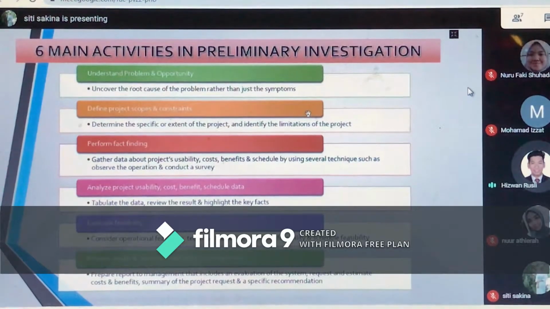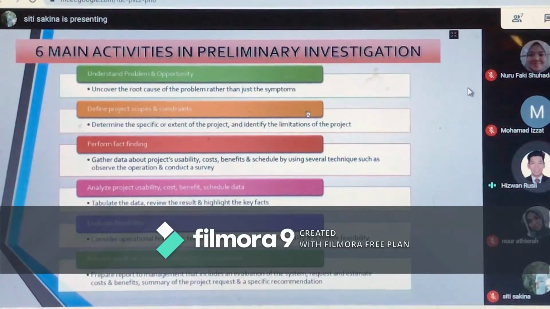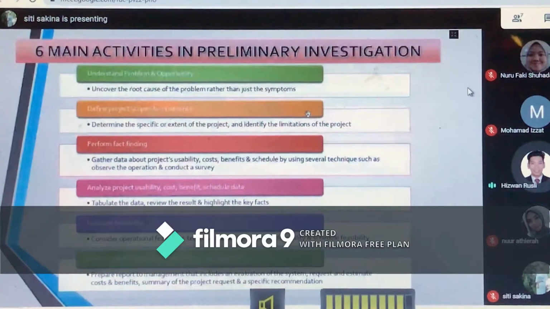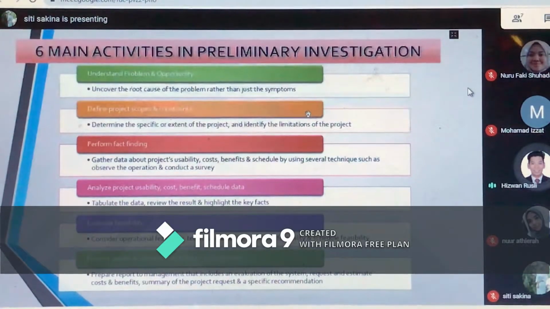If the system request involves a new information system or substantial change in an existing system, analysts might need to develop a business profile that describes current business processes and functions. Even where the request involves relatively minor changes or enhancements, how those modifications will affect business operations and other information systems must be understood. Okay, the second preliminary activity is to define the project scope and constraints.